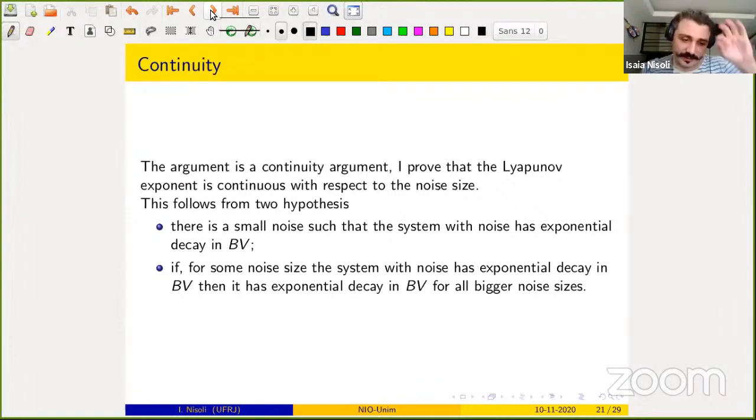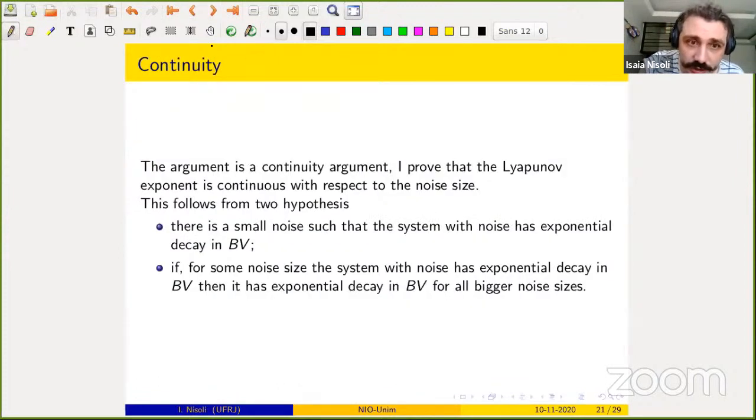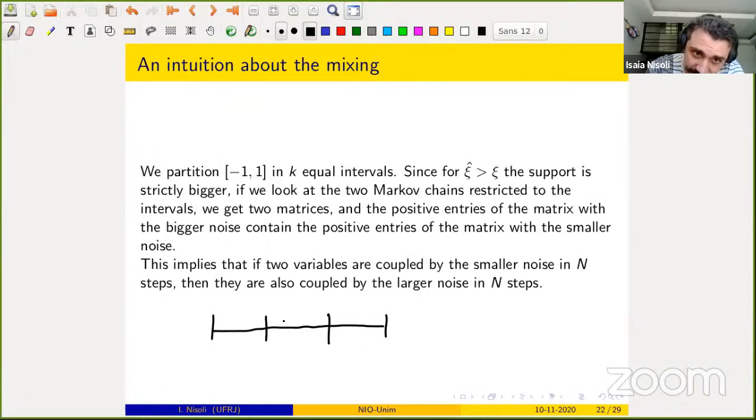And since this condition implies continuity in BV of the stationary measure, we get continuity of the function. So the idea of why we get this mixing is the following. Suppose that we have two noise sizes. This is big xi, and then you have a small size, small xi.